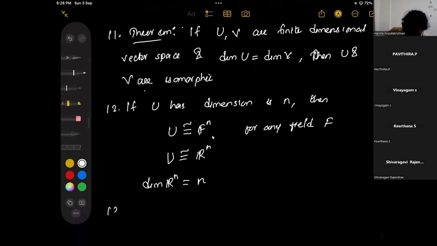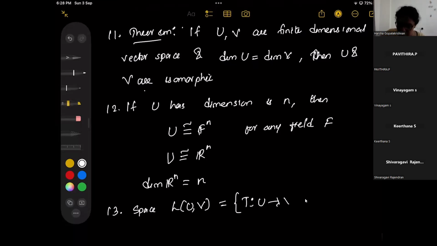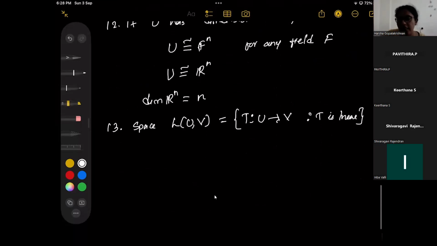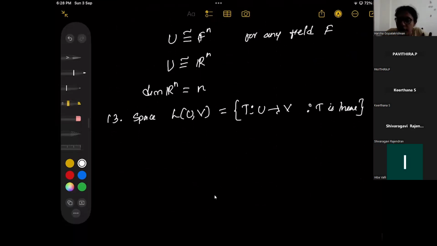And okay, let me give the last one. What is the space? L(U,V). L(U,V) is the space of all linear transformations from U to V. Okay, so you can just check whether this forms a vector space. Set of all T from U to V such that T is linear. So L(U,V) is the space of all linear transformations. So it is a vector space. You can just check all the properties of the vector space, whether it satisfies or not.